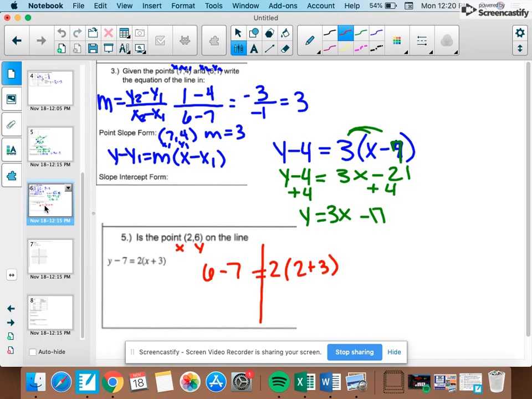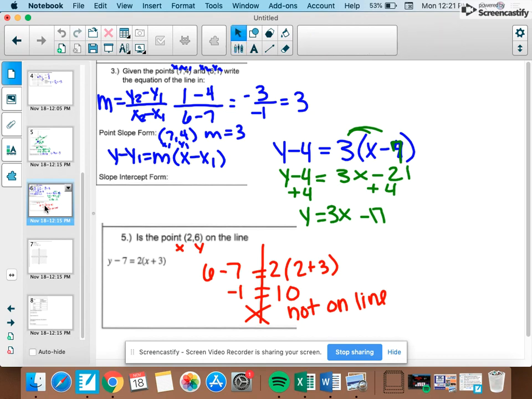So on the left-hand side, 6 minus 7 gives me negative 1. 3 plus 2 is 5, and 5 times 2 is 10. So those are not equal, so then it is not on the line. If they were equal, the point would be on the line.